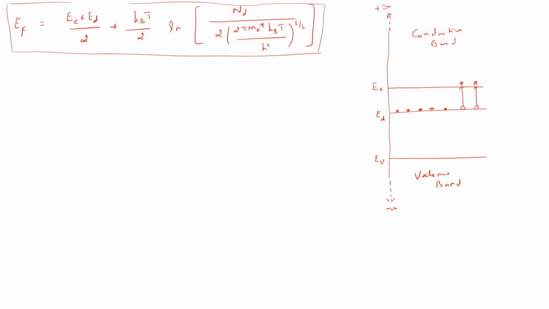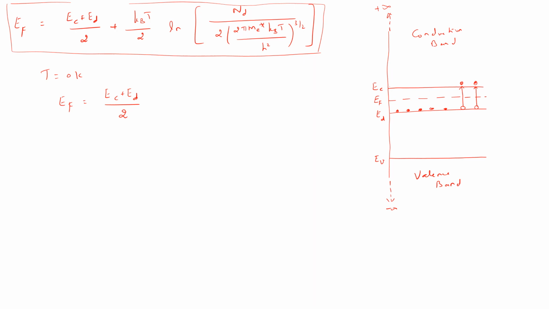Now we have to locate this EF. For that I assume temperature to be 0 Kelvin. So what will happen to my EF equation? Simply EC plus ED divided by 2. EC plus ED divided by 2 means exactly halfway between EC and ED. EF. So this is how we locate.